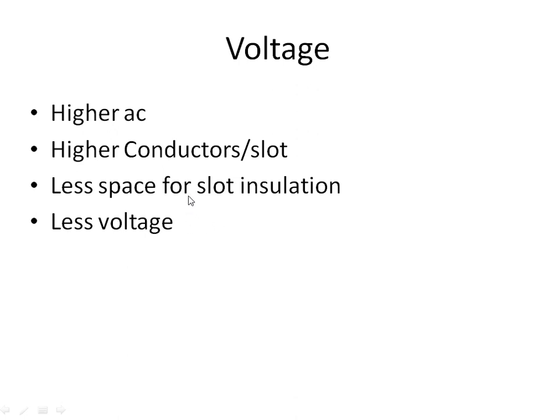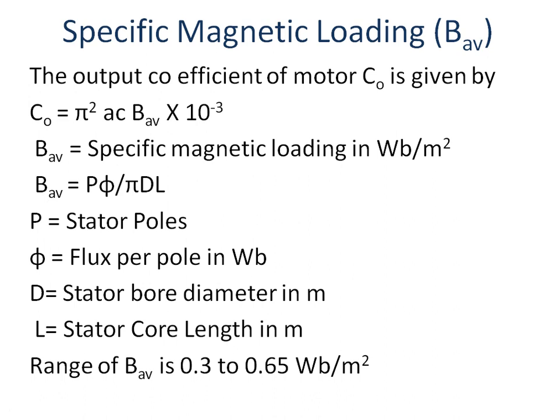So we cannot select a higher value of specific electric loading from the voltage point of view. So higher voltage motors will have comparatively lesser ampere conductor or specific electric loading. Similarly, let us discuss the specific magnetic loading. The specific magnetic loading is nothing but the average flux density in the air gap.